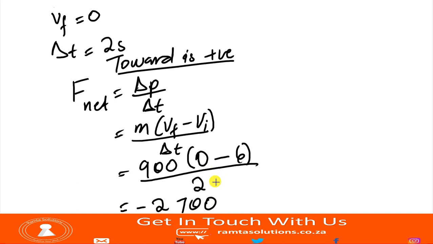We are not done. This is negative. We said towards is positive. So our answer is simply, F net is 2,700 newtons, directed away from the drop off. Okay, so this is it.